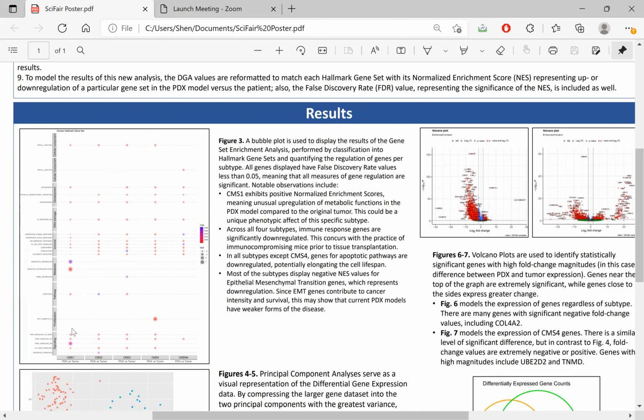So you can see that the CMS1 has positive NES values, meaning upregulation of specific metabolic functions for the PDX versus the tumor. And also, another thing you can see is the epithelial mesenchymal transition and the development functions are downregulated in the PDX compared to the tumor, which has consequences that I will describe later.